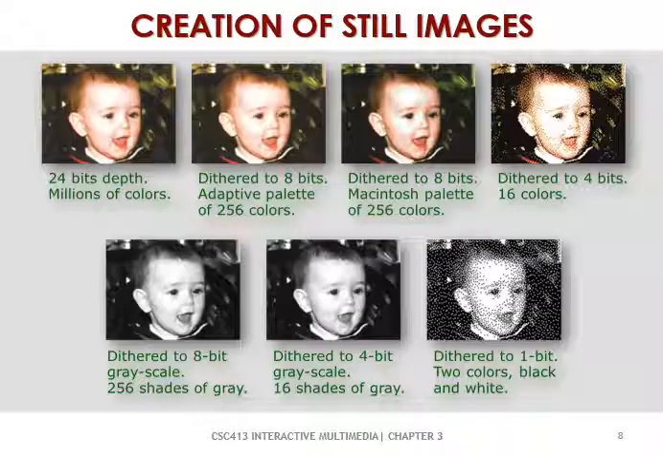So this is an example of the creation of still images based on the bits. This one is 3-4 bits. This one is using dithering at 8 bits. This one is using the Macintosh palette for 256 colors on 8 bits, and so on. So from here we can see the difference in images based on the process used and the colors.